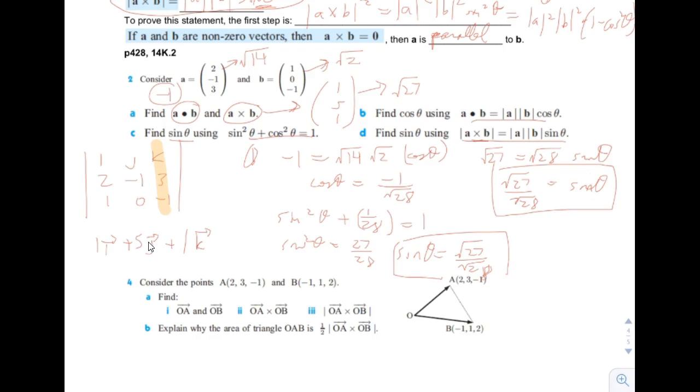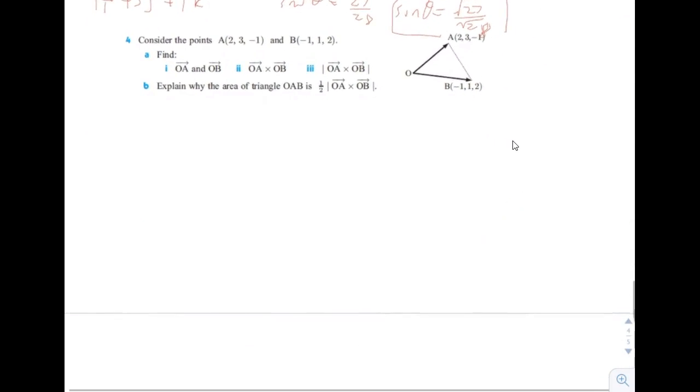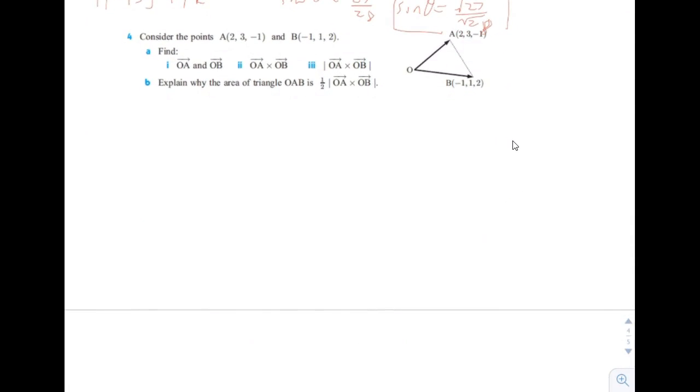But you can see that it was maybe easier to do it using the scalar product and then using the identity sine squared plus cosine squared equals 1. All right, number 4. Consider the points A and B. Find OA and OB, OA cross OB, and then the magnitude of OA cross OB, and then explain why the area of the triangle OAB is half of that. Even if you don't understand where we're going, it tells you all the steps, so not too bad.